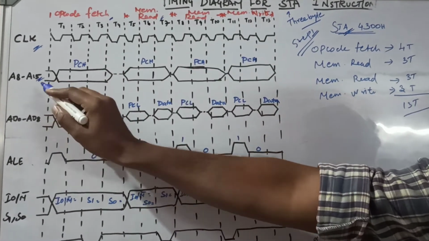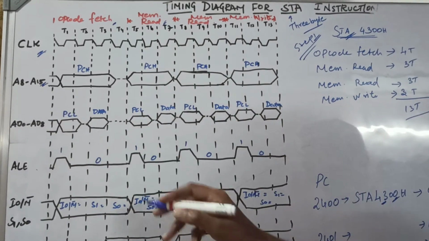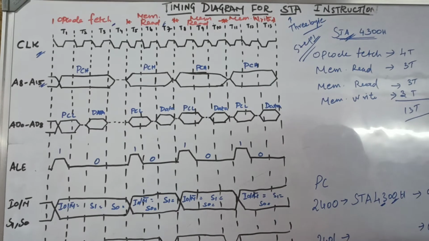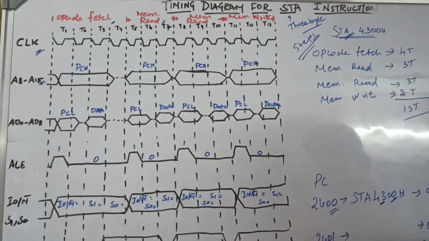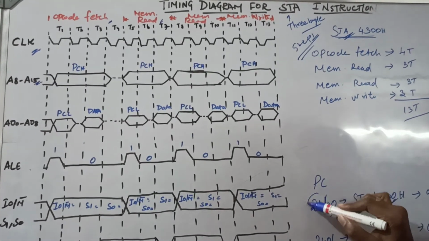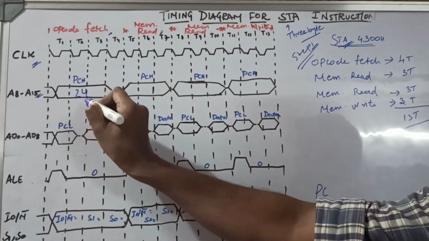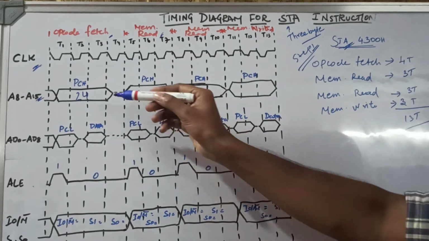The second signal is A8 to A15. This signal represents the higher order address of the program counter. It is the program counter address location, the first location being 2400. In this location you get only the higher order address, so here you write 24. So 24 is the higher order address.